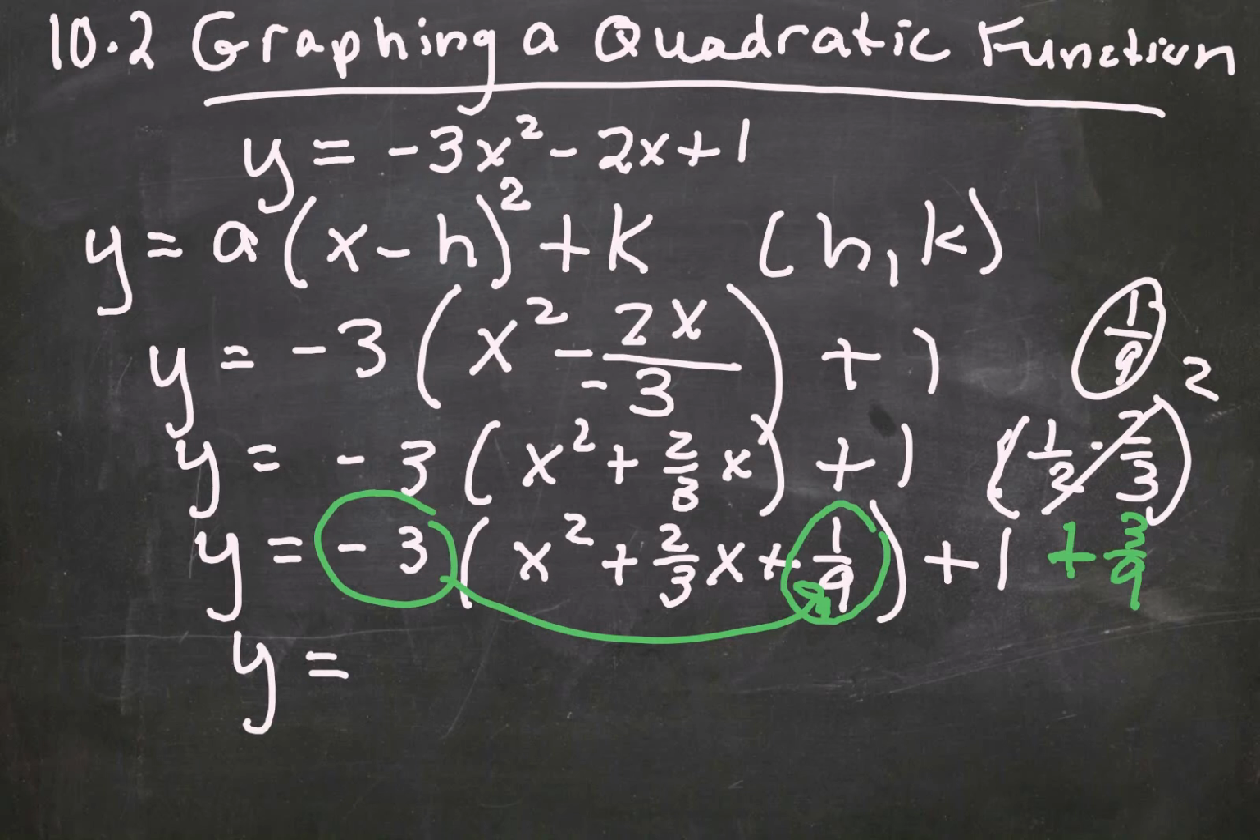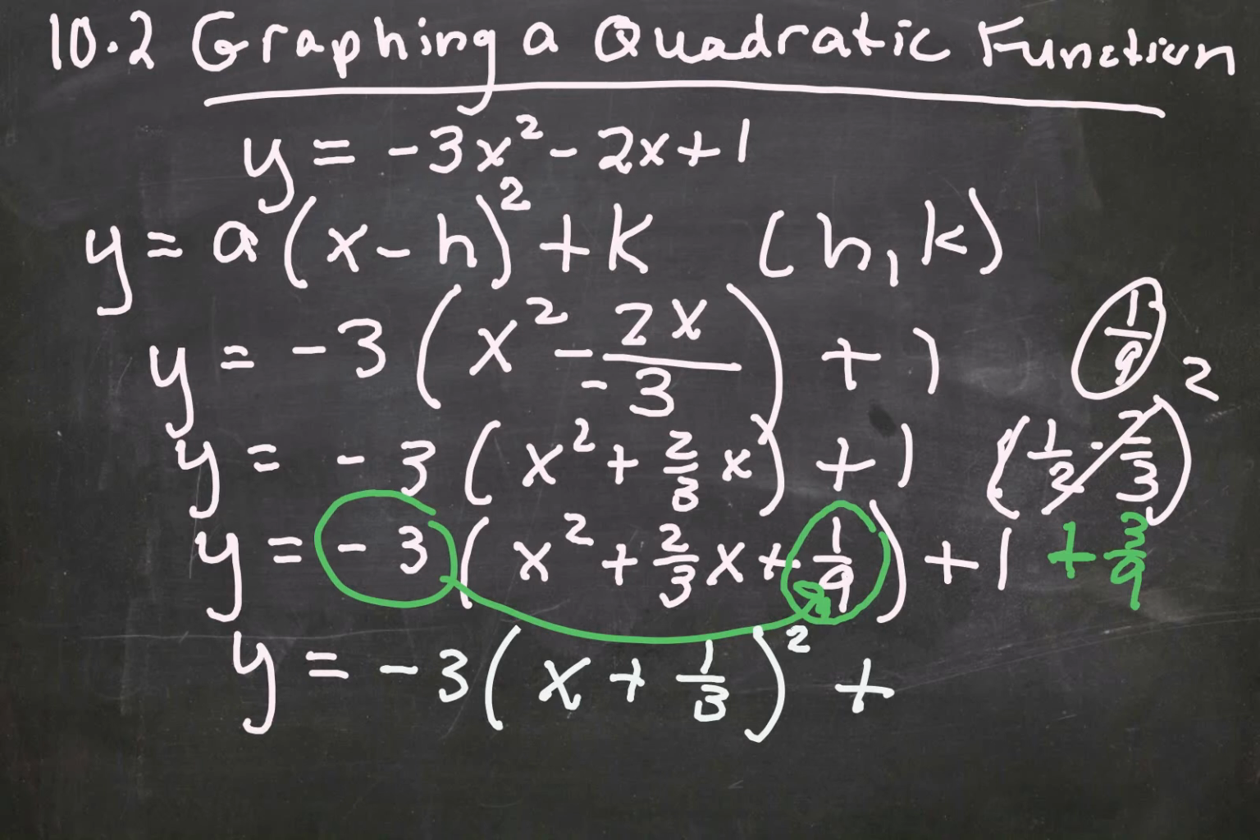Let's get back. So that's going to give me, again, -3, and then that perfect square trinomial factors into x plus 1/3, because x times x is x squared, 1/3 times 1/3 is 1/9, and then 1/3 plus 1/3 is 2/3. So that's the perfect square trinomial squared.